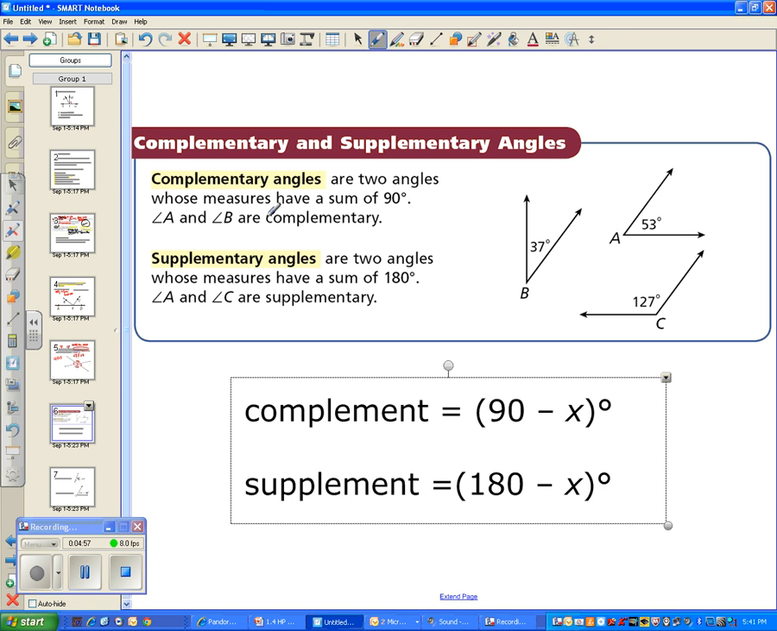Okay, moving right along. Complementary and supplementary. These are some more vocabulary words. Complementary is two angles, and only two angles, that when you add them up, they equal 90 degrees. I want you to write this down. Does not have to be adjacent.